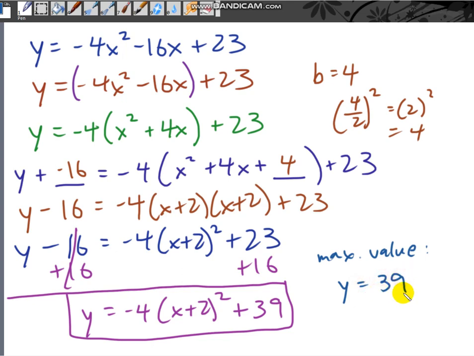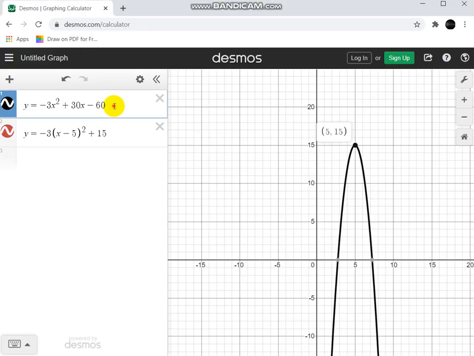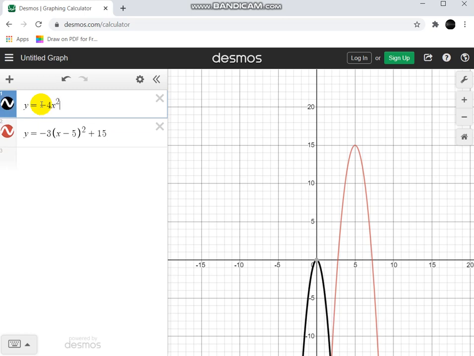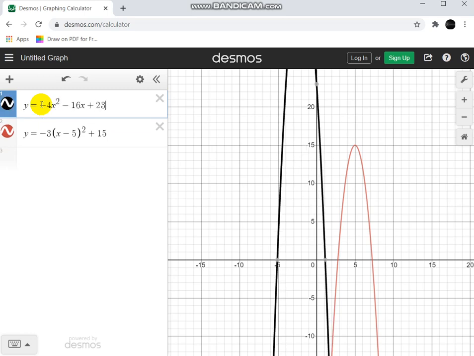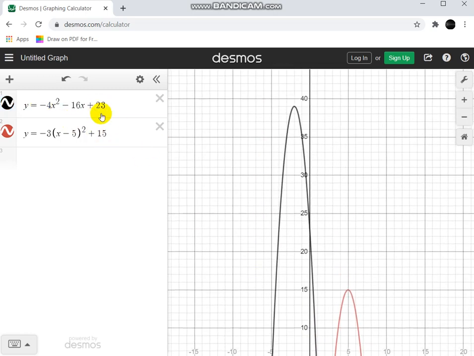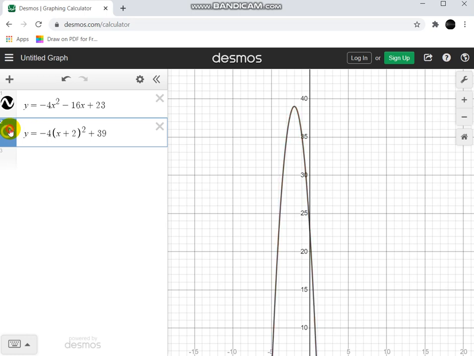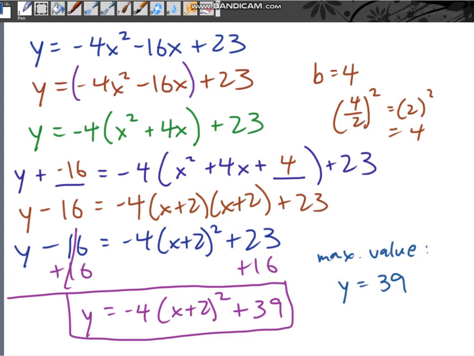All right, let's go ahead and graph this on Desmos to make sure that we did this correctly. So we have y equals negative 4x squared minus 16x plus 23. And we also have y equals negative 4 times x plus 2 squared plus 39. And as you see, if I just toggle this red and black here, basically that means we did this correctly. And as you see here, this means the maximum y value is going to be 39. It doesn't go anywhere past 39.